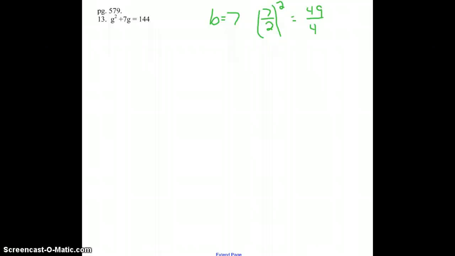And do it as a fraction. Don't divide out any of the fractions. Leave them in fraction form until the very, very last possible moment. Okay, so if you didn't try this problem as 7 over 2, try it as 7 over 2, plug in 49 over 4, use that as your C value to complete the square.